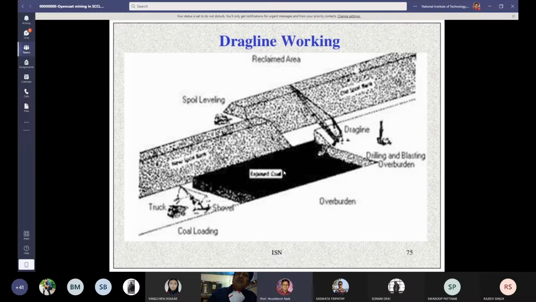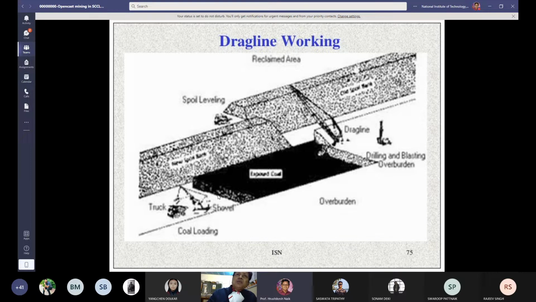And after that, this black portion is the coal which is exposed. After the overburden is taken out, the coal is exposed, and the coal is mined with the help of a shovel and dumper. Shovel will load the coal to the dumpers, to the trucks, and these dumpers will carry the coal to the coal handling plant, coal washing plant.